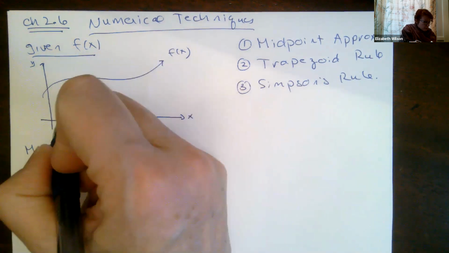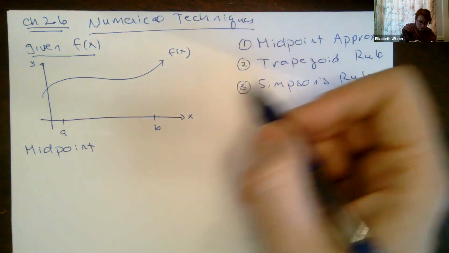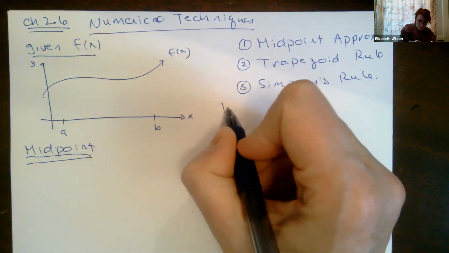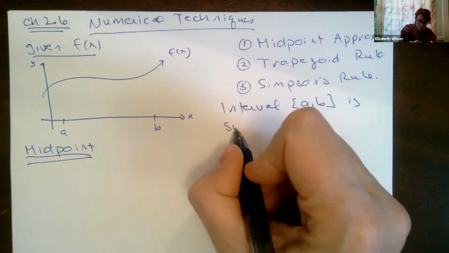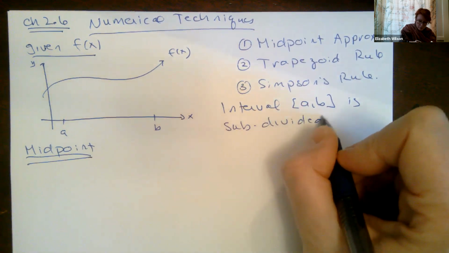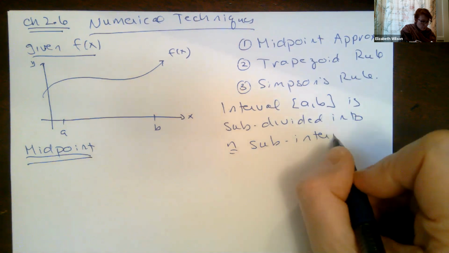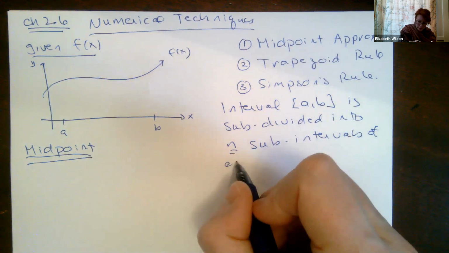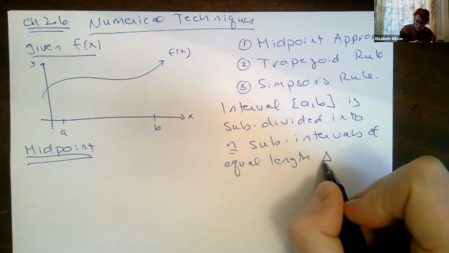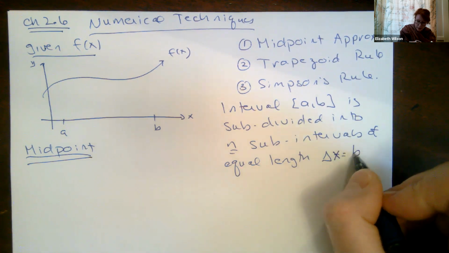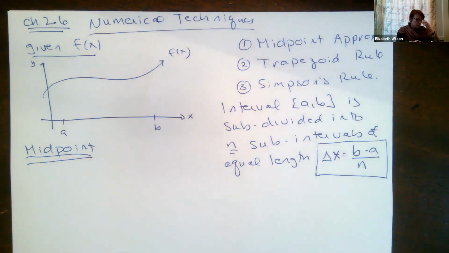Right, so the midpoint means I'm going to draw rectangles, but I'm going to break this up. Actually, let's write this out. I've got some kind of interval. My interval from a to b is subdivided into n subintervals of equal length. We call each subinterval's length delta x, which is going to be b minus a over n. Okay, so this is our width, the width of our rectangle, equal length.